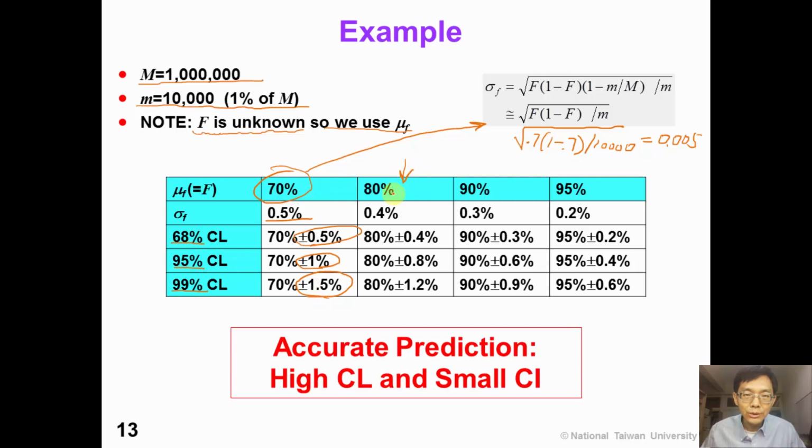Similarly, this column shows the case where the fault coverage is 80%, 90%, and 95%. We can see that sigma F decreases as the fault coverage increases. This is quite intuitive because when the fault simulation result is good, we have some more confidence. So in conclusion, from this table, we can see that an accurate prediction means that our confidence level is high and the confidence interval is small.